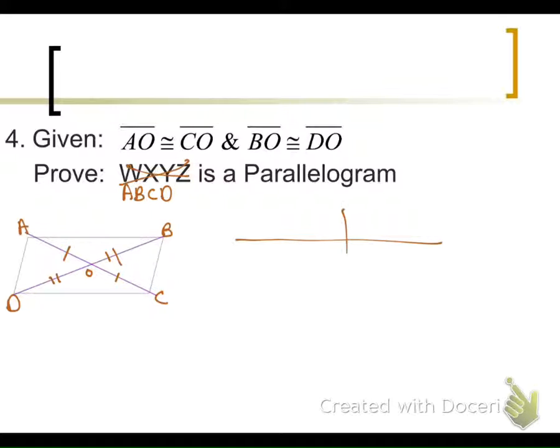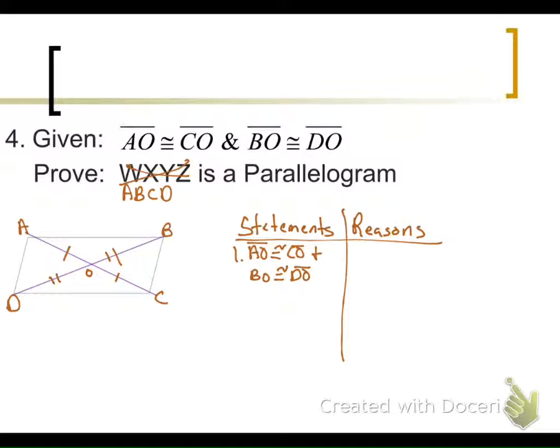So we have updated our picture so that we can have it. We want to create our table. Remember, this is the first part, statements, reasons. Okay, so step 1, state what was given. So we see that AO is congruent to CO, and we see that BO is congruent to DO. I already drew those onto our shape, so we're able to see that. And we know that that is given. So 1 is given.